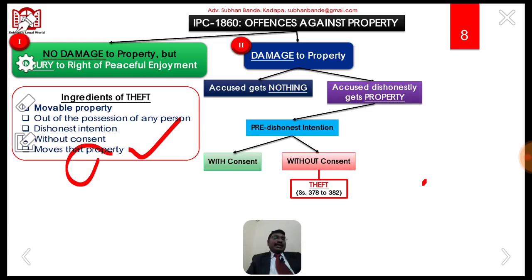Let us see a few illustrations. Mr. P sees a mobile phone belonging to Mr. K on the table in K's house. Mr. P hides the phone in a place where it will never be found by Mr. K, with the intention of taking it from the hiding place when the loss is forgotten by Mr. K. Here Mr. P has committed the offense of theft.